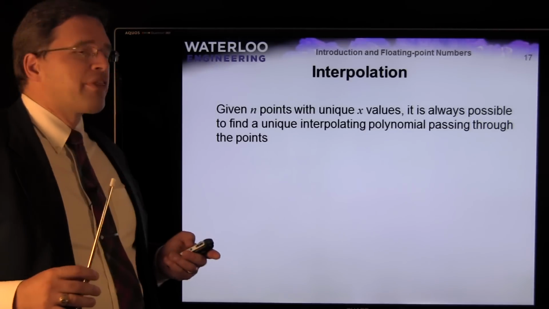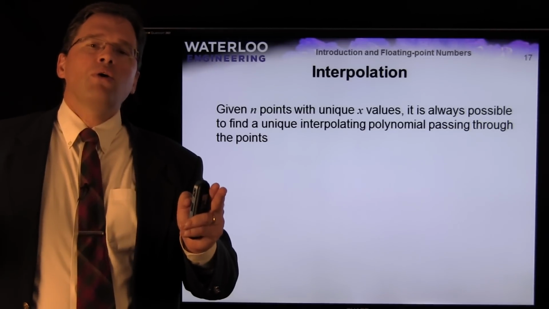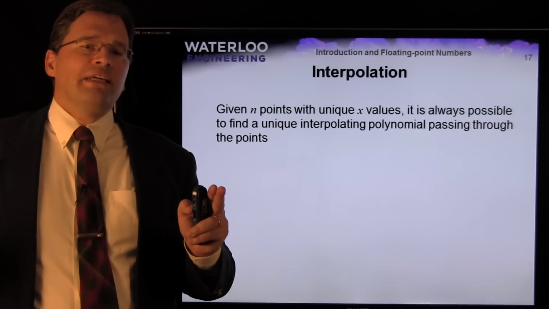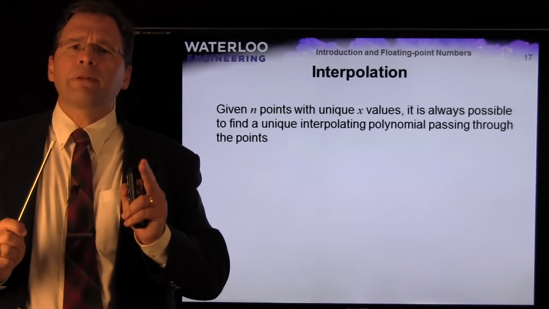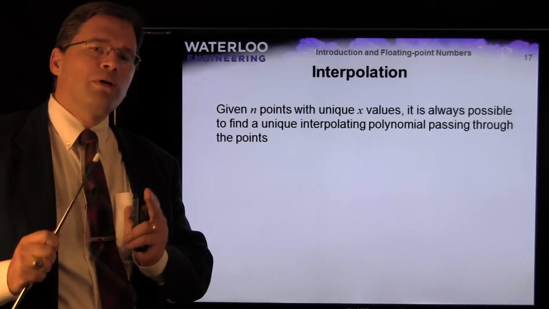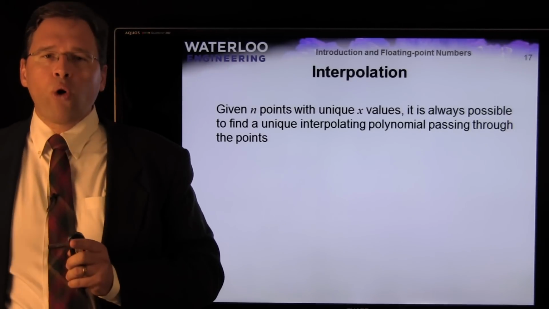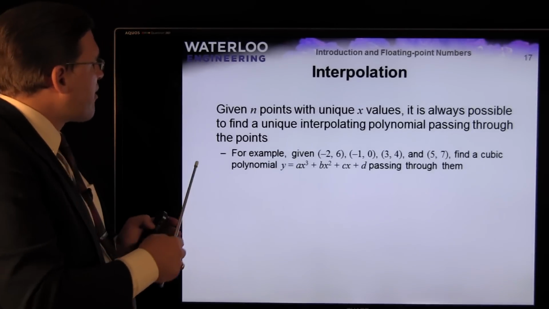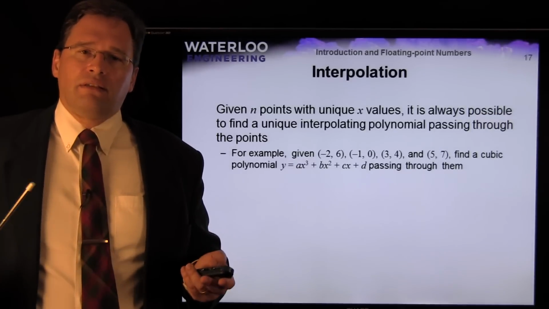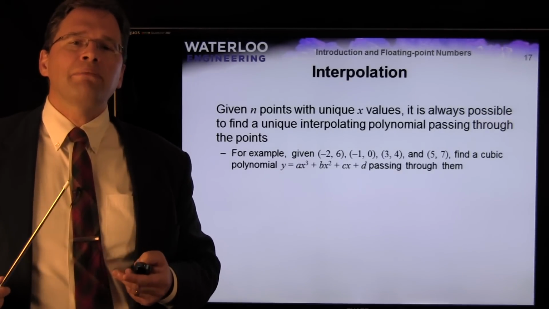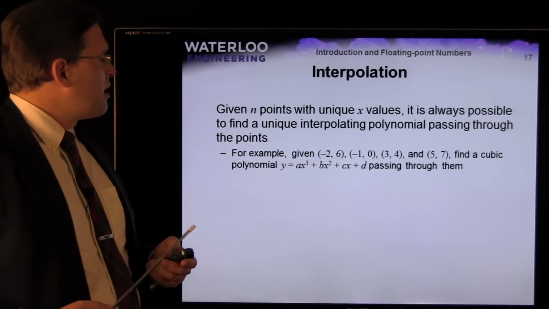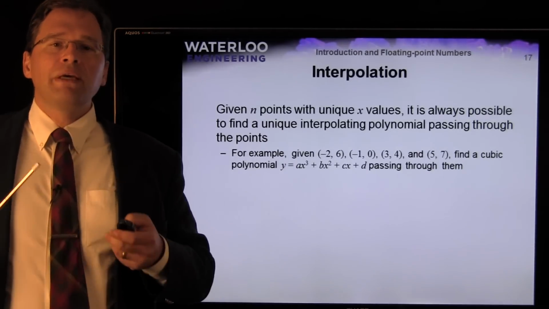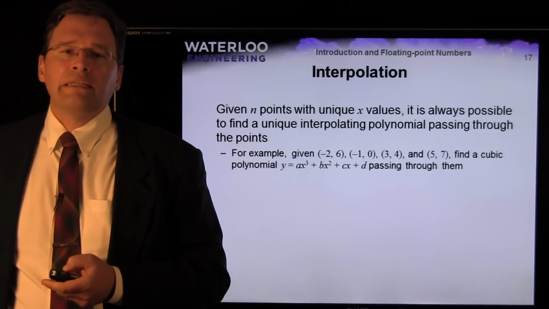Now, there's also a theorem that says if I have n points where each of those n points has a unique x value, then it's guaranteed that we can find a unique interpolating polynomial of degree n minus 1 or less that passes through all of those n points. For example, if I have 4 points, this theorem says that I must be able to find a cubic polynomial that passes through them. A cubic polynomial is of the form y is equal to ax cubed plus bx squared plus cx plus d.